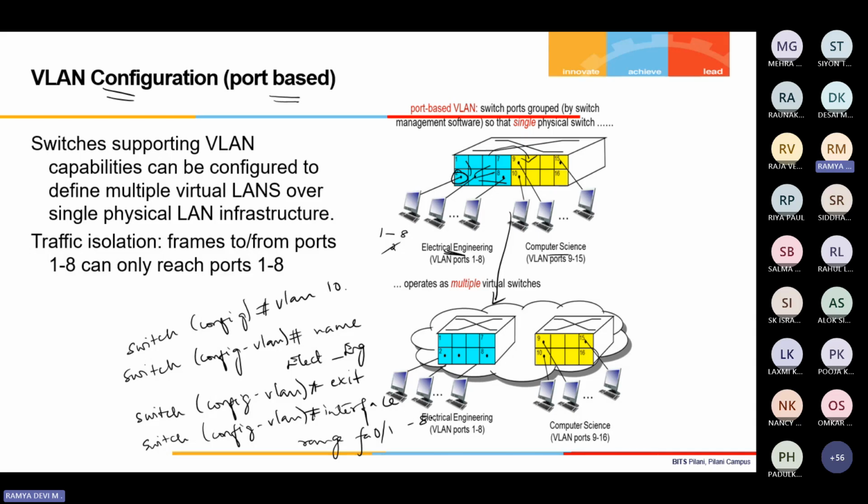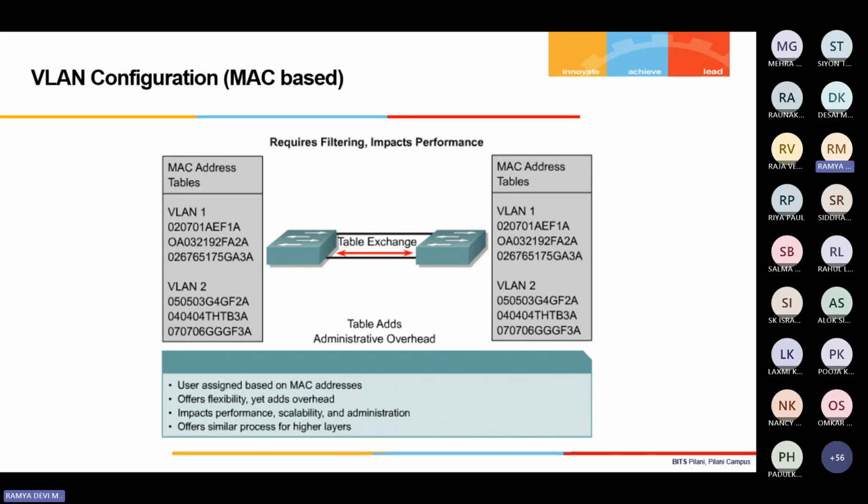Okay, so switchport mode access and VLAN configuration should be done for VLAN 20. Now we'll see the MAC-based VLAN configuration, how it can be done. MAC-based VLAN assigns users to VLANs based upon the unique MAC address, rather than the physical port number. That can be done with the help of a MAC address.